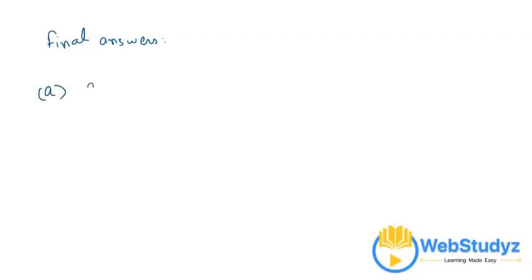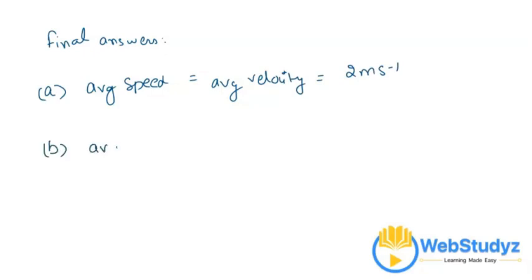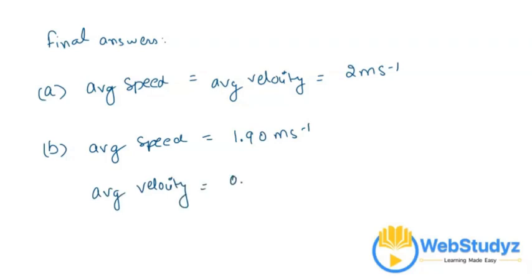So for part A, average speed is equals to average velocity equals to 2 meter per second, and for part B, average speed equals to 1.90 meters per second and average velocity equals to 0.952 meters per second. I hope you have understood the question and its solution well.